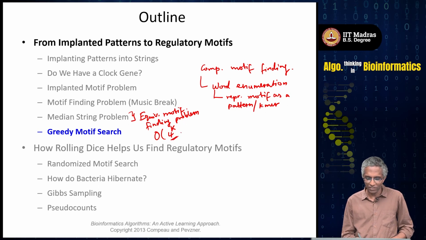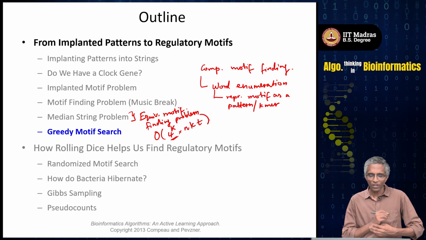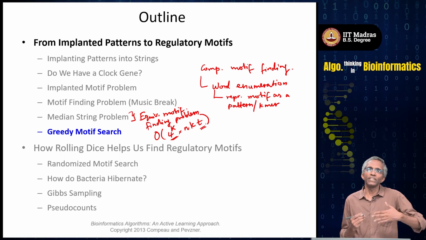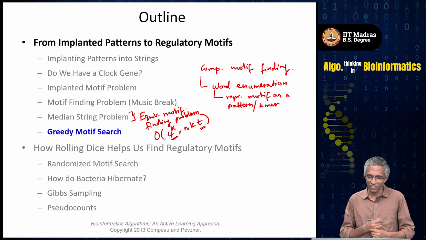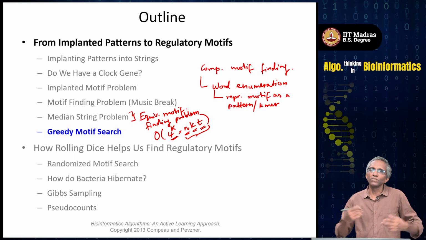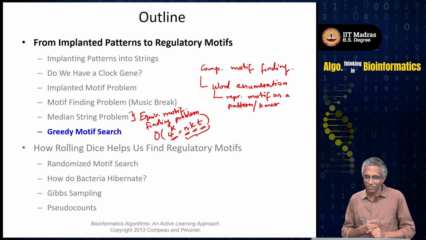So, you have 4 to the k, which is all the possible patterns that you could have of length k, and then you have nkt. For each pattern, you will have to go through all your t input strings in your set of DNA sequences. So, there are t DNA strings that are given, each DNA string is of length n, right, and then k is the length of your k-mer, right. And so, this much amount of time is required to figure out what is the best matching k-mer in each of the t strings for a particular k-mer pattern that you are interested in, right.